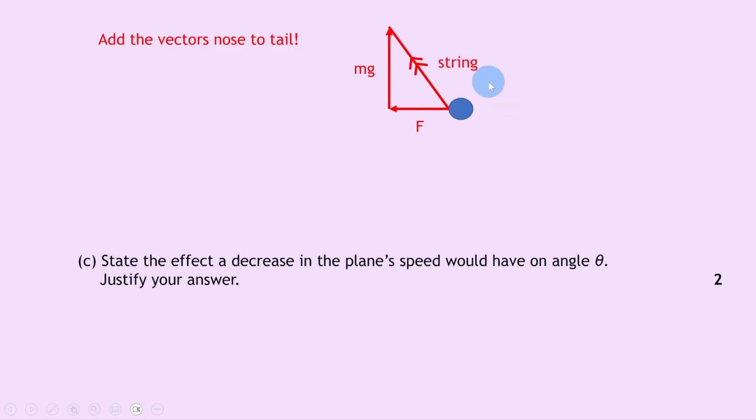And let's label that as the string, but it would actually represent the tension force in the string as well. But we don't really need the tension force for our analysis here. Now let's put in a right angle there to show it's a right angle triangle, and you'll notice this triangle looks very similar to the shape of the triangle we've got in the diagram in the question.